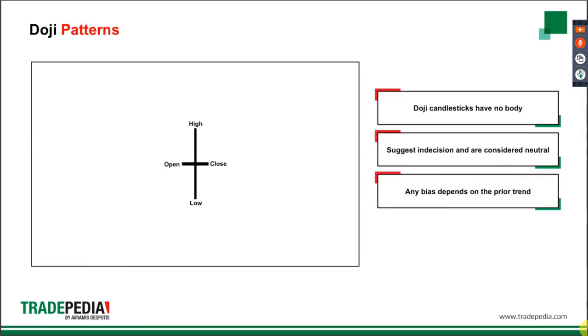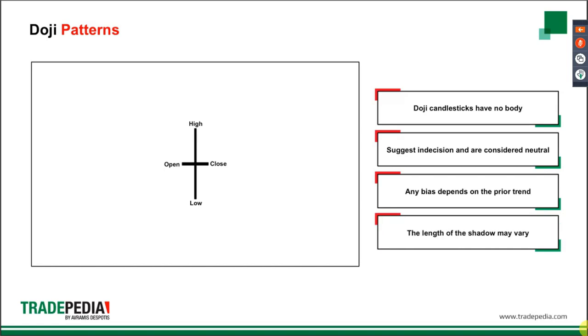Any bias depends on the prevailing trend, which means that if it's bullish, it's likely to continue in a bullish direction. Maybe you see a doji when it reaches a key resistance level and you see a slight pullback. So basically it represents indecision. People are not sure of where the prices are going next. While doji is the name given to any candle that shares its open and close price, the length of the shadow may vary. So you have different types of doji depending on the length of the shadows.